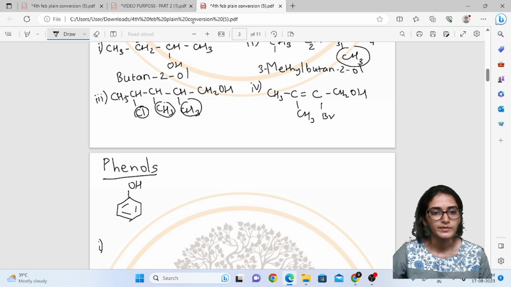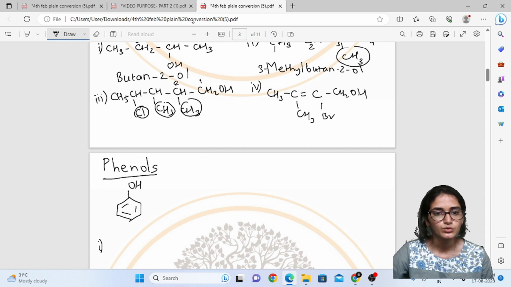So for the name, numbering we have to do here 1, 2, 3, 4, 5. So the name will be 4-chloro. Now 2 methyl groups, so 2,3-dimethyl.